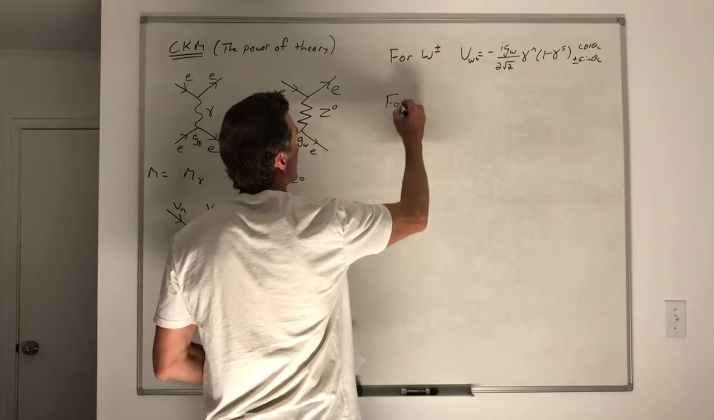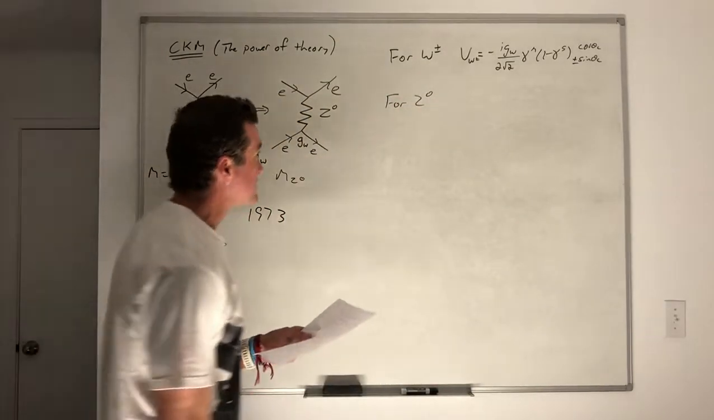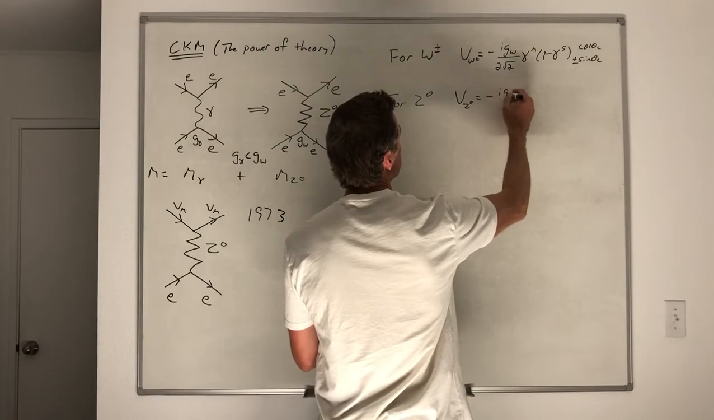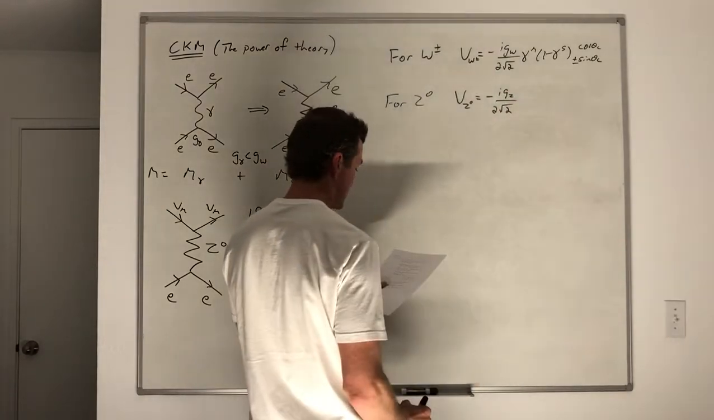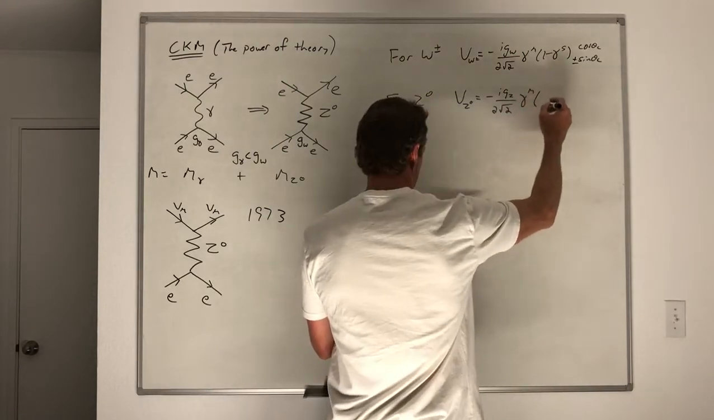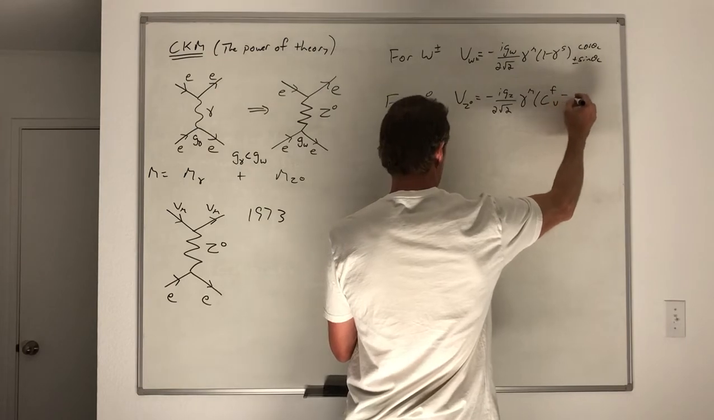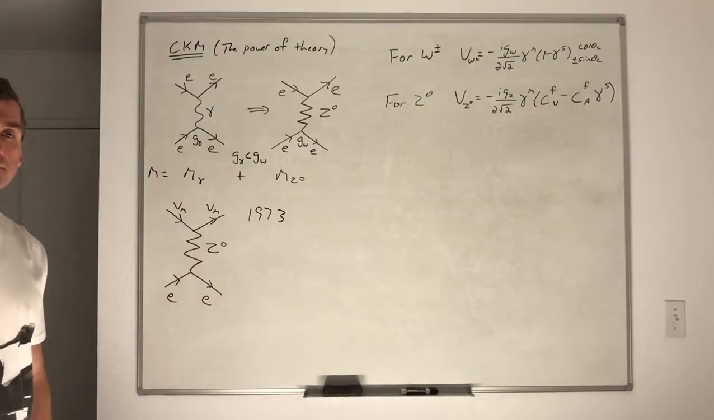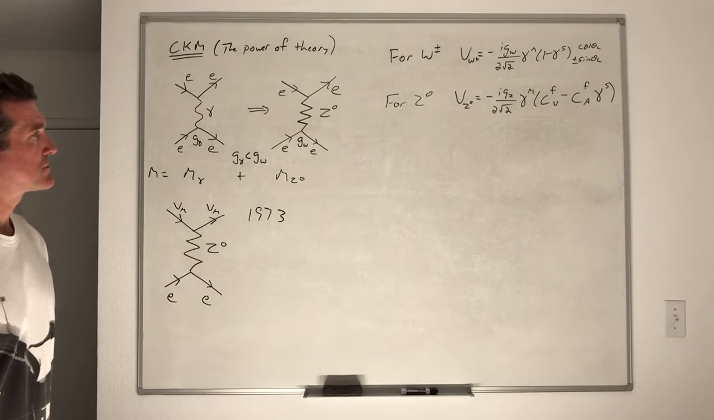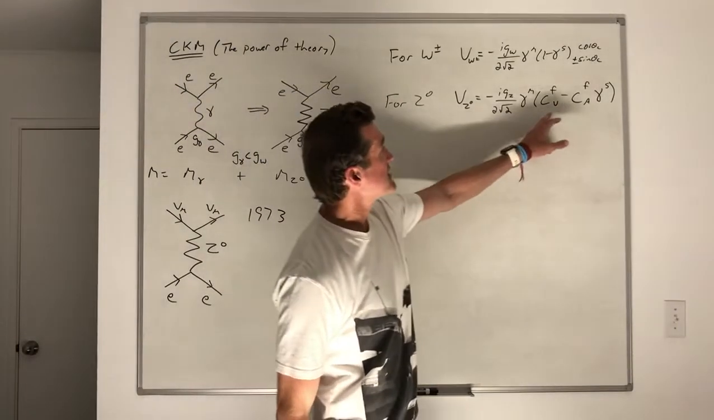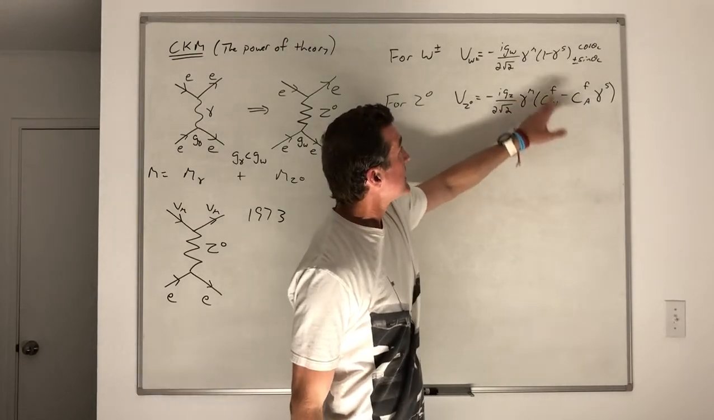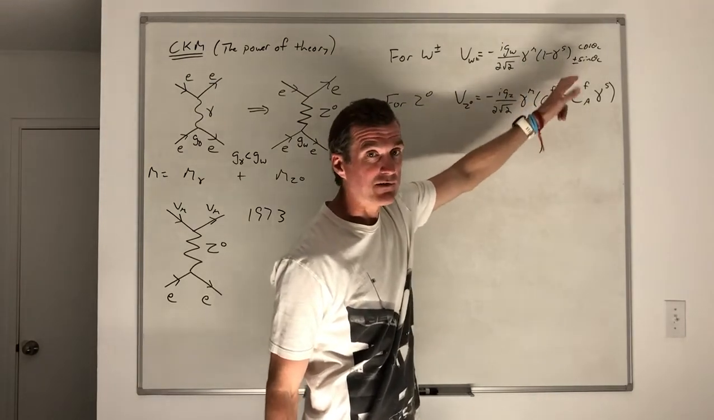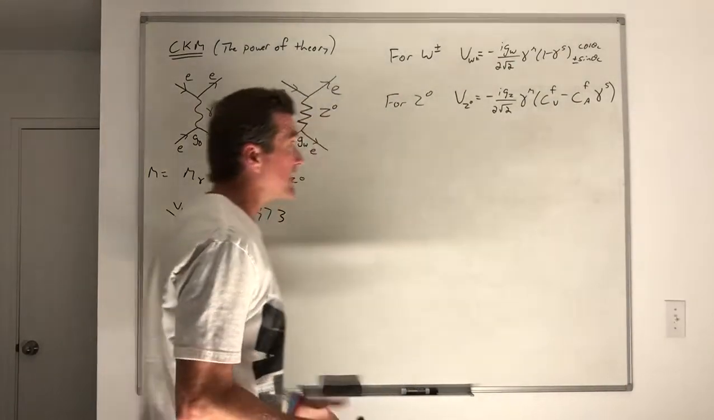For Z zero, it's not so simple. Z zero takes the following form: minus i G_Z over 2 root 2, times gamma mu, times C_V^f minus C_A^f gamma 5. Now, don't be scared. These are just numbers. But compared to this, where the number is 1, and here the number is 1, you're multiplying gamma 5 by 1 in this expression. But they're not 1 for the Z-naught exchange.